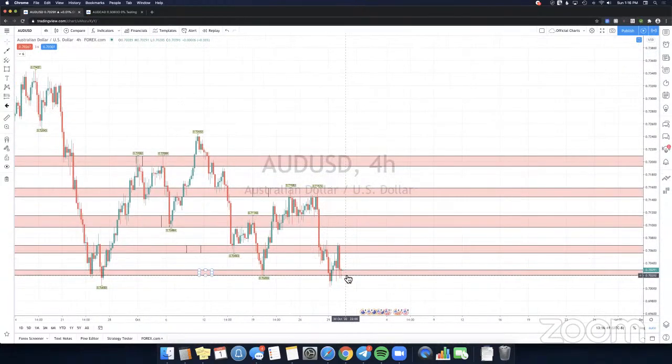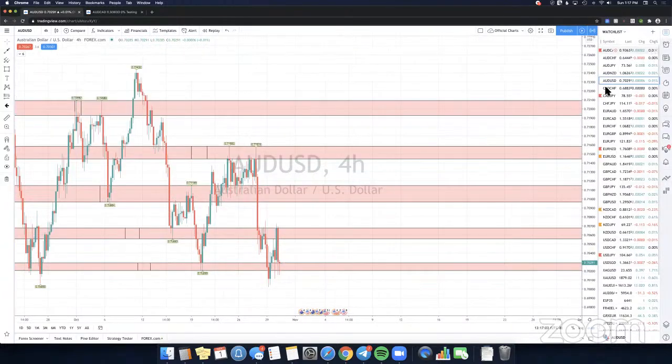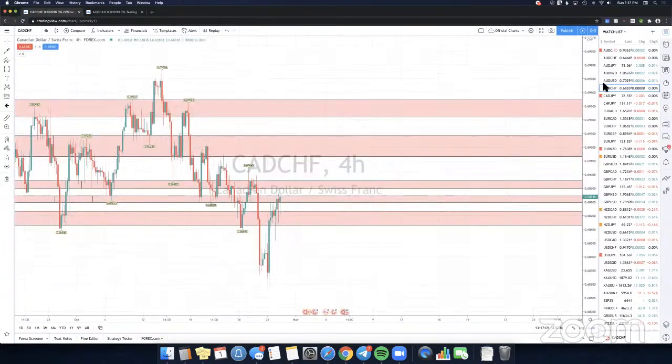But currently right here, the lower zone for AUD/USD is going to be 0.70206. And this upper zone right here is going to be 0.70554. Those are the two zones for AUD/USD. And then we will move on to the next one, CAD/CHF right here.